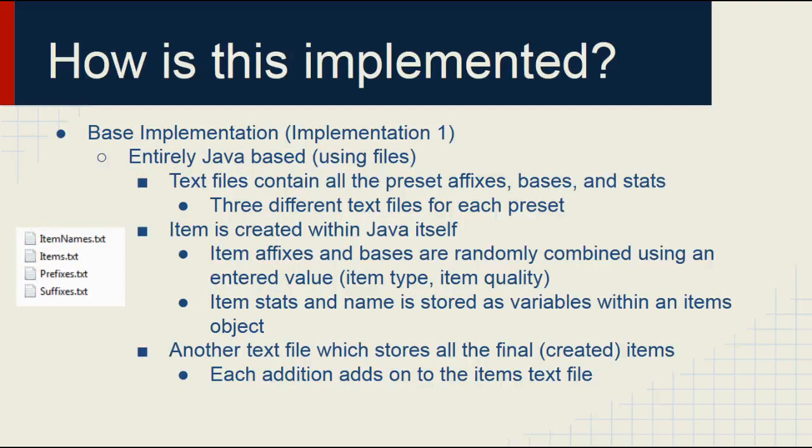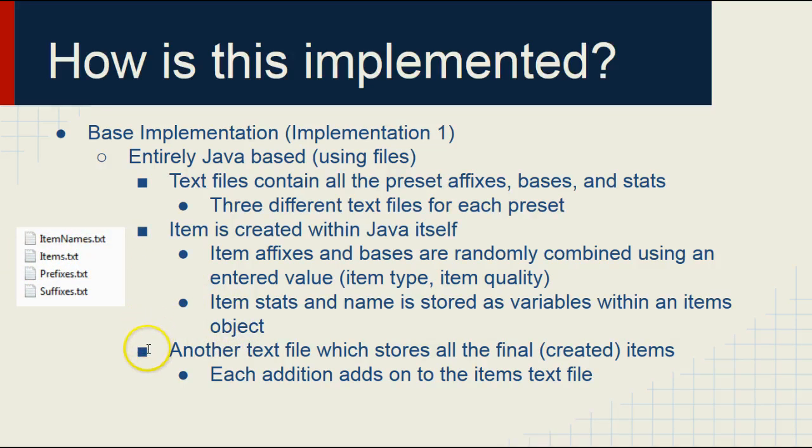Alright, so how is this all implemented, you may ask? Well, our group decided to create four implementations of this game. The first implementation was an entirely Java-based implementation. What that means is the prefix, the base name, root name, and the suffix of an item are all contained within three separate text files. What the program does is it reads each of these separate text files, grabs a name from each of these files, and then assorts them together to create one item. Then this new item is written to a new file, and that is where it's held.